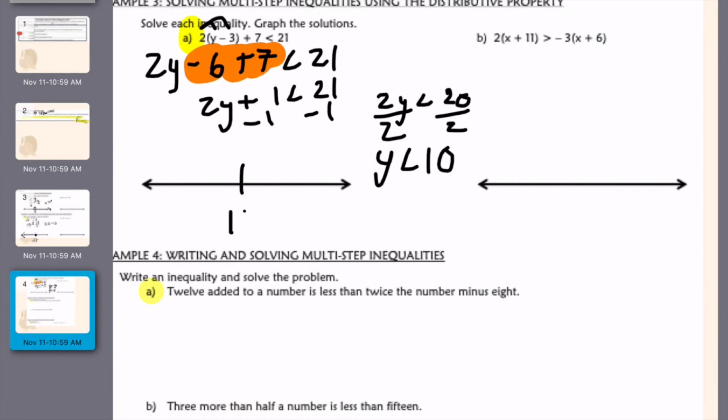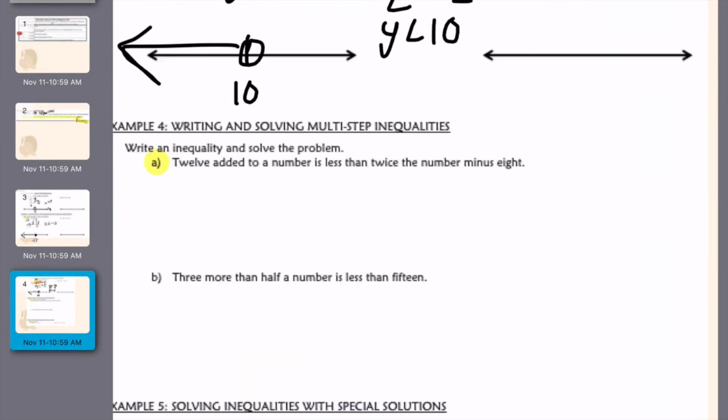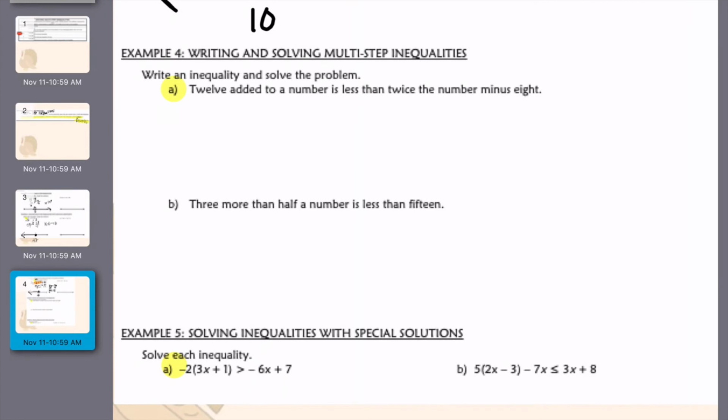So I'm going to make this 10. I know that I have an open dot because there is no equal to part. So open dot, y is less than 10, so I know that I'm moving to the left. Two more examples here.